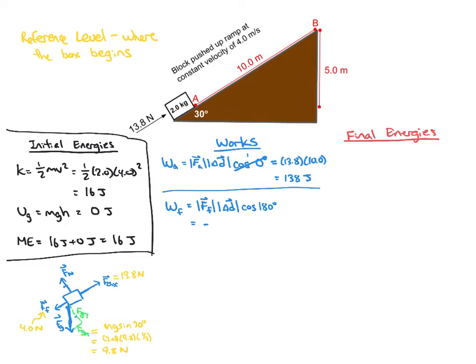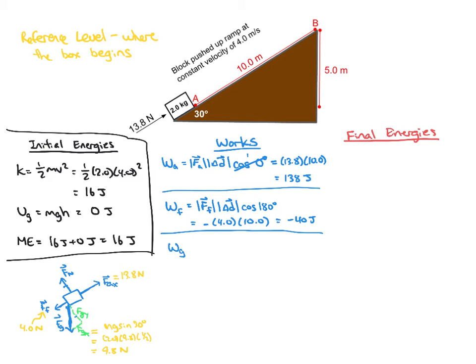And the force of friction I calculated in my free body diagram to be 4. And the displacement is 10. Giving us a value of negative 40 joules overall. So friction does negative work on this box. Now I'll turn my attention to gravity.